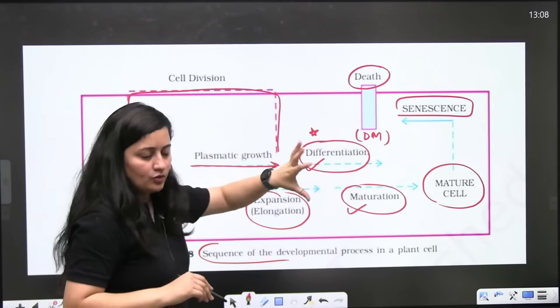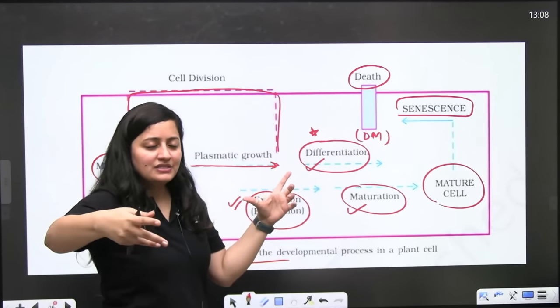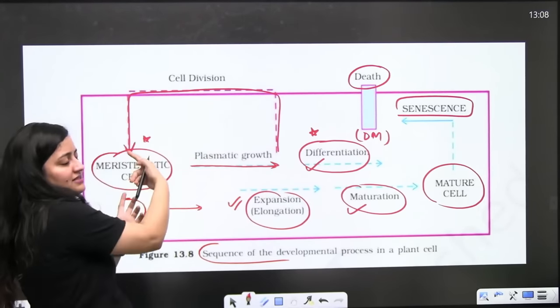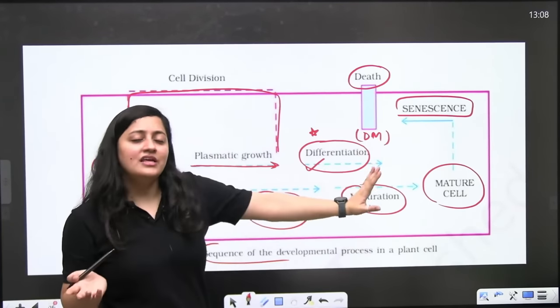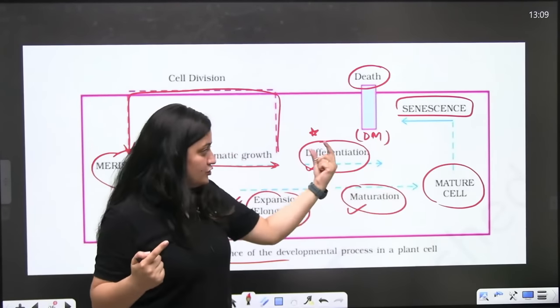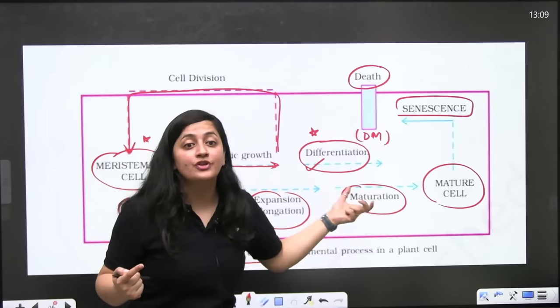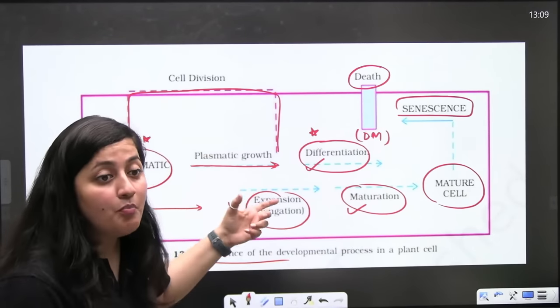Meristematic cell, plasmatic growth. Plasmatic growth is going to disrupt surface to volume ratio and nuclear cytoplasmic ratio. So there will be the cell division. Then what is going to happen? That cell will elongate. After elongation, the trick is DM. Differentiation, then maturation. Firstly, differentiation, then maturation. Important it is.